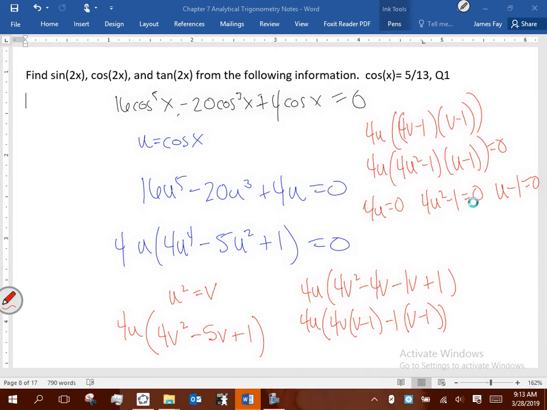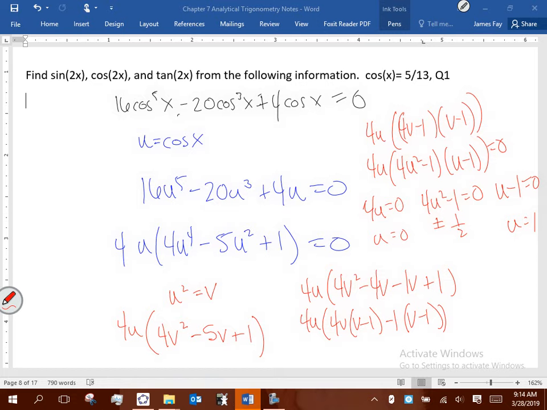Be pretty easy to solve all those for u, right? u equals 0 here, u equals 1 there, so this would be 1/4. Take the square root of that, so this would be plus or minus 1/2 for u, right? But what was u? Cosine x, right? So then we're going to back substitute that cosine x and find out where cosine 5x and cosine x intersect. Did I mess something up?